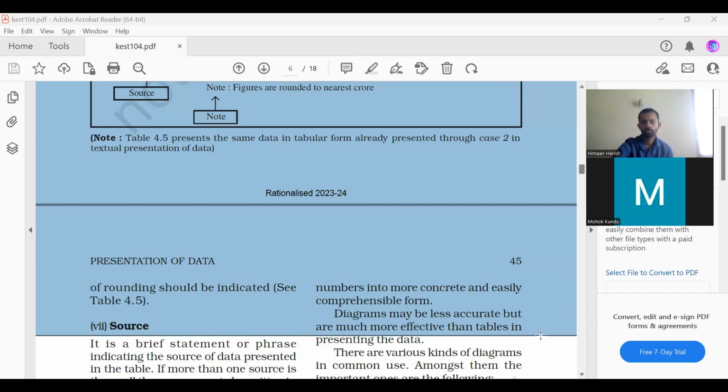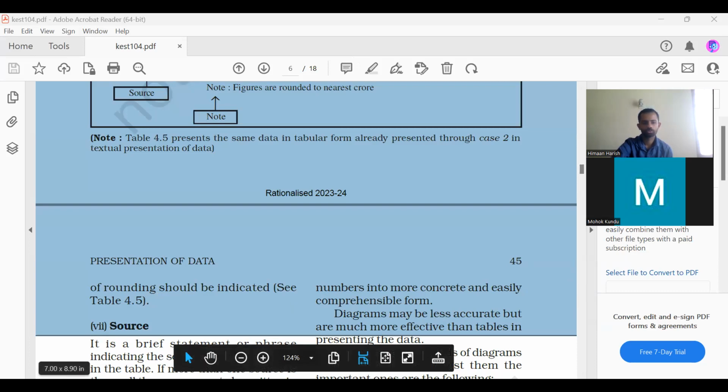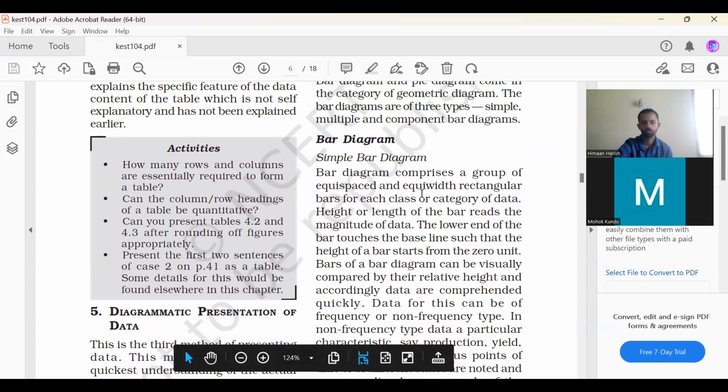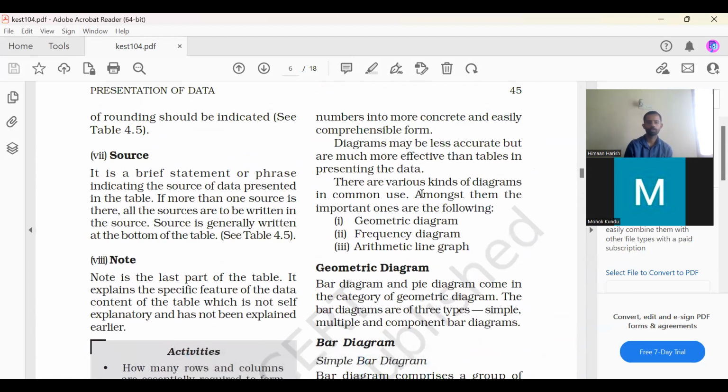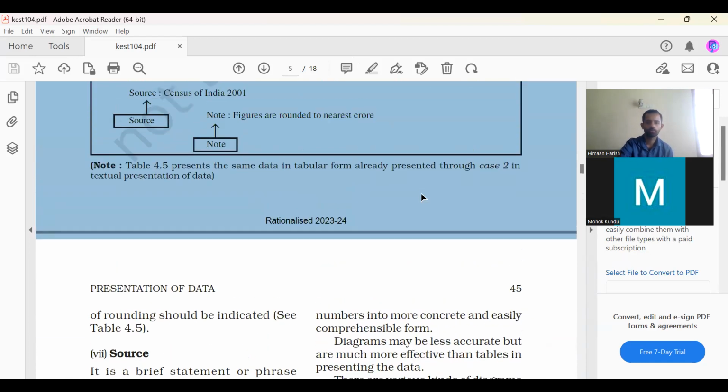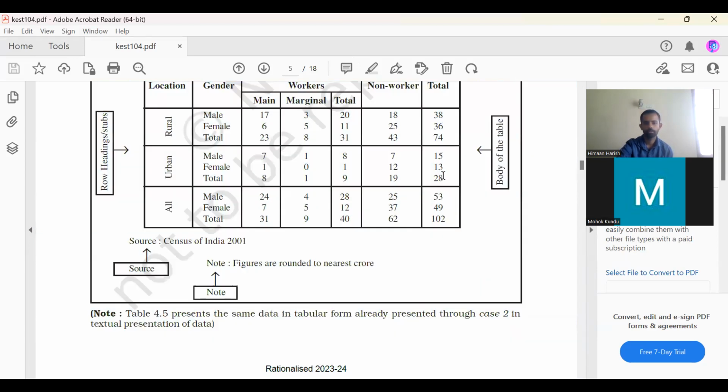The source is the next part of the heading. We'll just go back to source. It is a brief statement or phrase indicating the source of data presented in the table. If more than one source is there, all the sources are to be written in the source. Source is generally written at the bottom of the table. Table 4.5 can be referred. So at the end of every table, we can see the source, which is the Census of India, which has given all of this data.